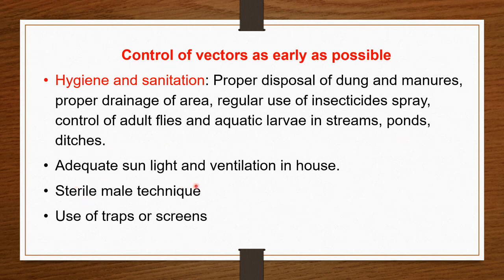Adequate sunlight and ventilation in the house. This is an additional measure. Sometimes the sterile male technique is also used for the control of vectors. And the use of traps, nets or screens is also used for the control of vectors.